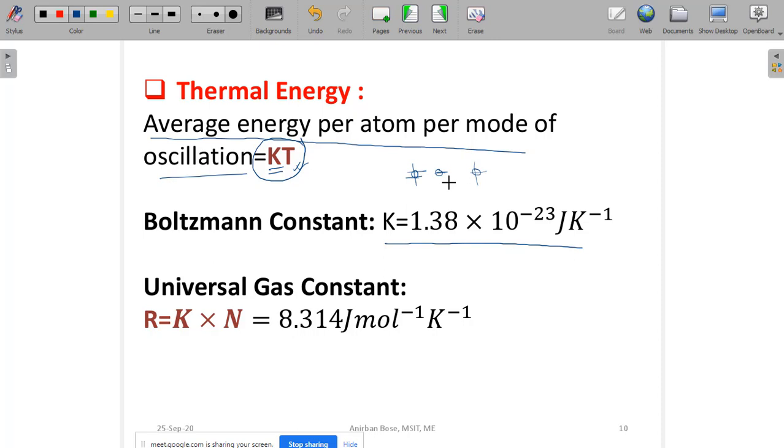Direction, in which direction they are oscillating, the mode of oscillation, that is also varying in different directions. Because what happens when two atoms are oscillating, that means the electron clouds are oscillating with respect to a mean position. You can think of that as if they are colliding. And when they are colliding, one atom is losing energy, maybe the other atom is gaining energy.